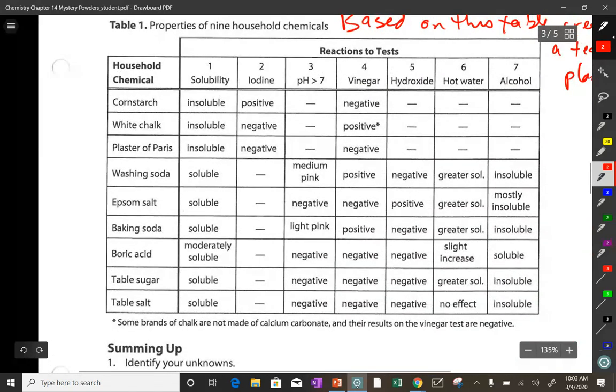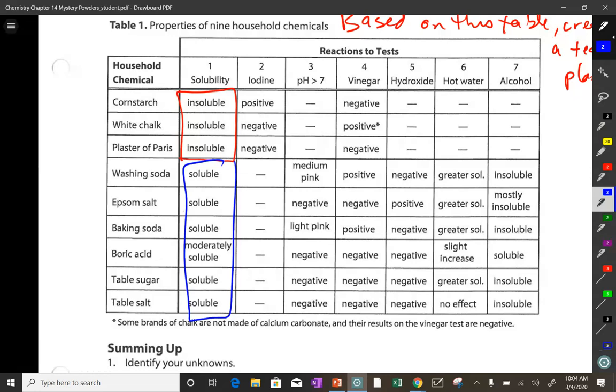So test number 1, water solubility. This was one of my more favorite labs. See this? These are insoluble. So if it's insoluble, you know you have cornstarch, white chalk, or plaster of Paris. If it's soluble, then you have one of these. So we're just going through it first and saying if we think it's soluble or not? Well, the first test you're going to do is to see if it's soluble in water. And then you'll have it split out to either it's one of these 3 or one of these 6. Is that 6? 2, 4, 6. Yeah. You're basically trying to figure out what you have by testing it on these different tests.